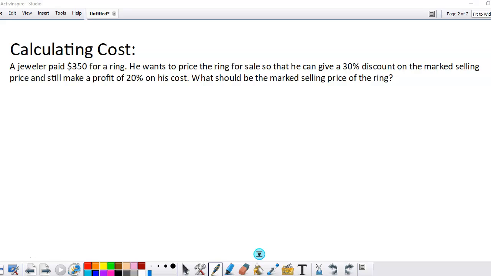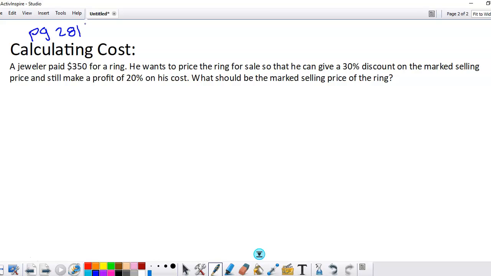Calculating cost. This particular problem can be found on page 281 of your student guided notebook. You have other versions of this in your actual online Hawks practice work. Sometimes it's a set of sunglasses. Who knows what it is, but it's the same idea every time. We're trying to figure out how much we would mark something to sell for so we can give a discount and still make a profit above what we paid for something.